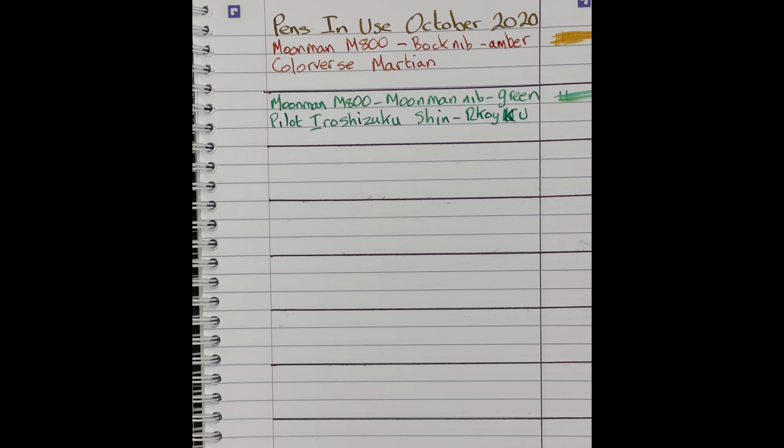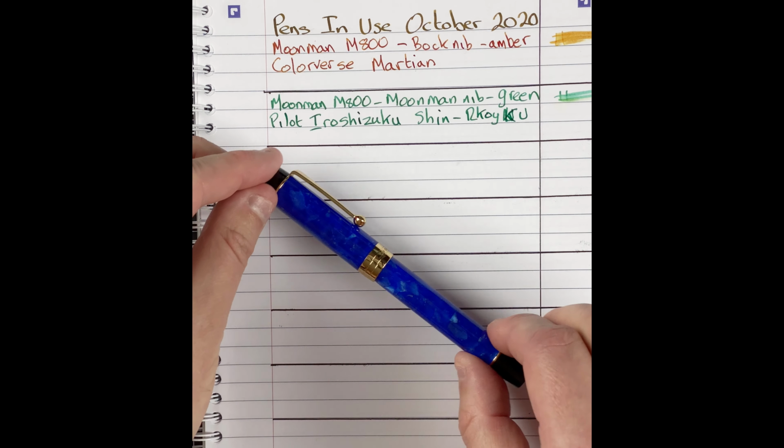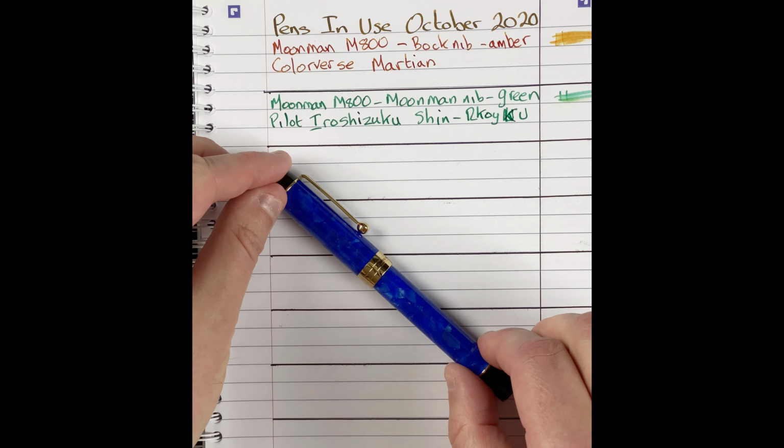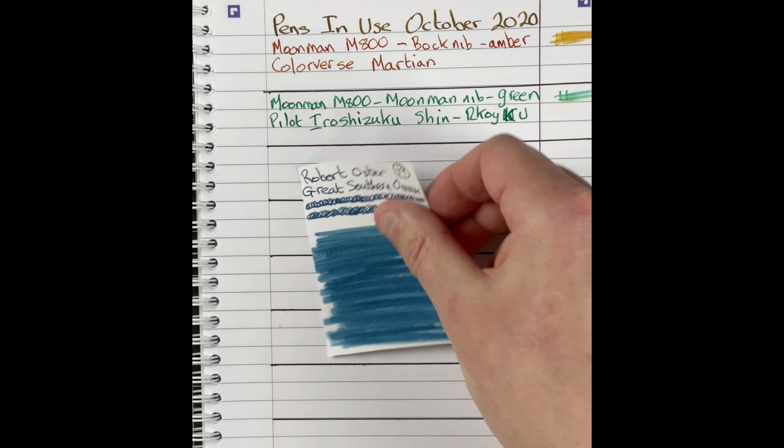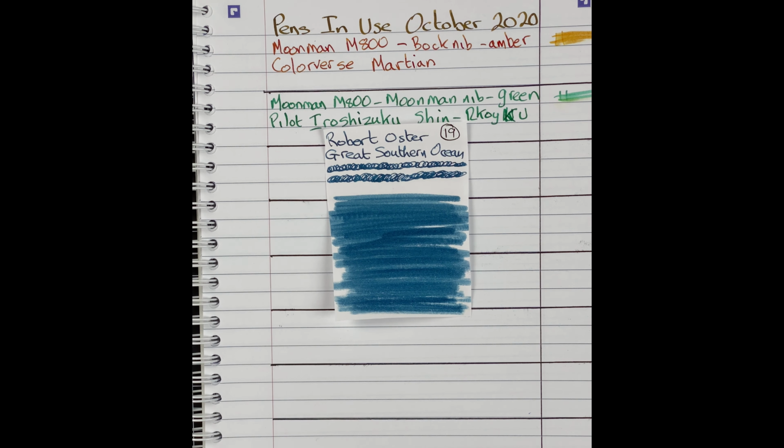Pen number 3 for this month is this one. So this, it's a Jinhao 100 Centennial. It's in the blue colouring. I've only had this pen about a week, so I'm still getting used to it. In here, I've got an ink from Robert Oster. And it's Robert Oster's Great Southern Ocean. Beautiful shading in this. Look at the colour. It's not a blue as in a school blue. It's got that nice bit of colouring in it. It's got that nice bit of attractiveness to it.